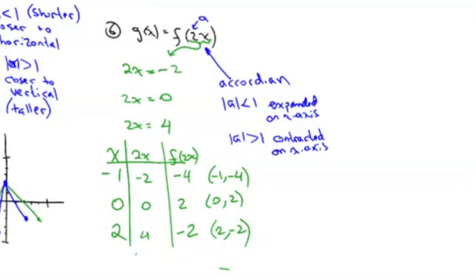Does that make sense? I like the accordion. So the accordion on the x-axis is when it's on the inside. The accordion on the y-axis is when it's on the outside, if you want to think of it that way. Okay, so those are the basic motions that we can do. So let's put them all together.